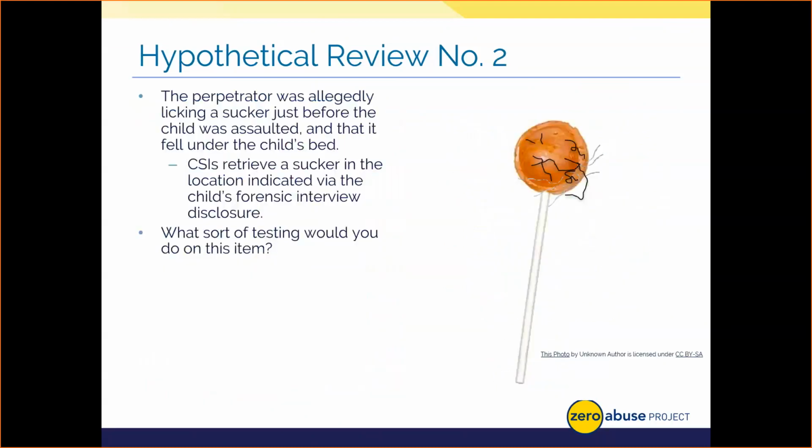All right, so let's assume in this case that we do have some unmasked information to inform us as to the nature of this sample. It's a sucker, clearly. In this expansion on our previous case from the last slide, the child discloses to a forensic interviewer that the perpetrator was licking a sucker just before they were assaulted, and that it fell out on the floor under the bed during the criminal act. Thanks to our forensic interviewers gaining that key information, our crime scene investigators retrieve, and sure enough, a sucker in the location indicated through the child's forensic interview disclosure. Same thing goes. What sort of testing, let us know in the chat, you would perform on this item?